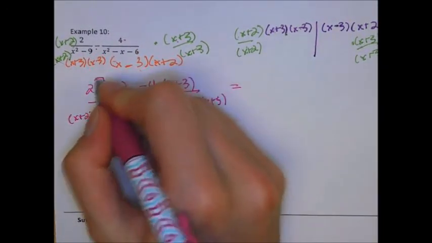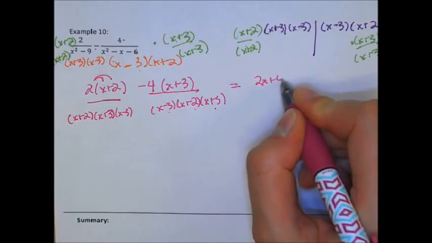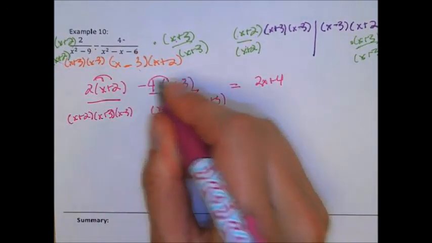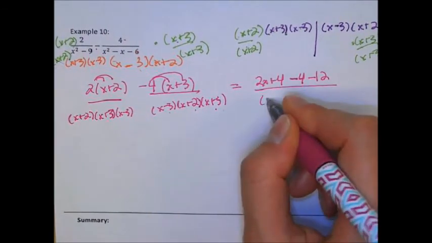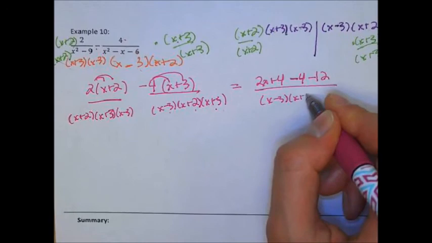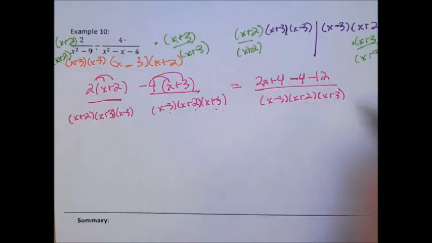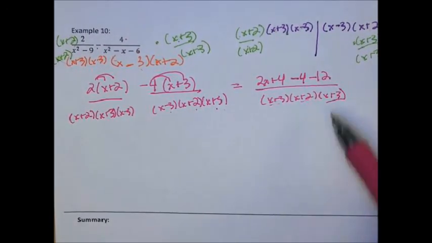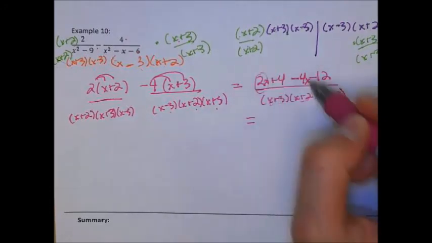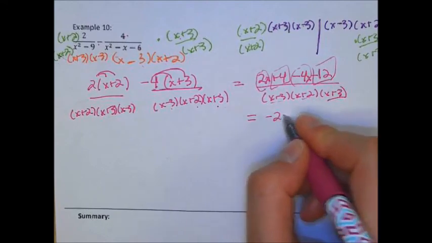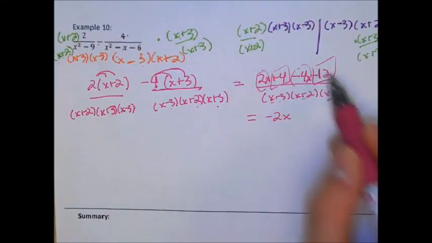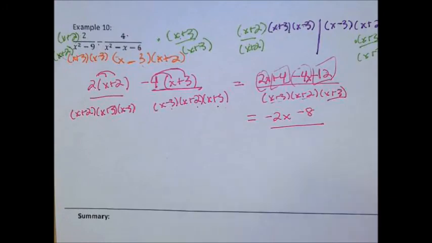Okay, so we distribute. 2x plus 4. Distribute. Negative 4x minus 12. And these can be written in any order. It doesn't matter. Let's combine like terms. 2x minus 4x, negative 2x. 4 minus 12, negative 8.